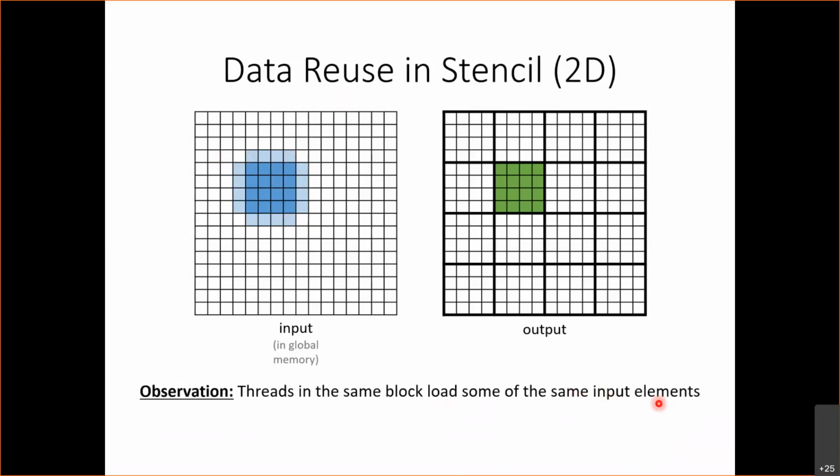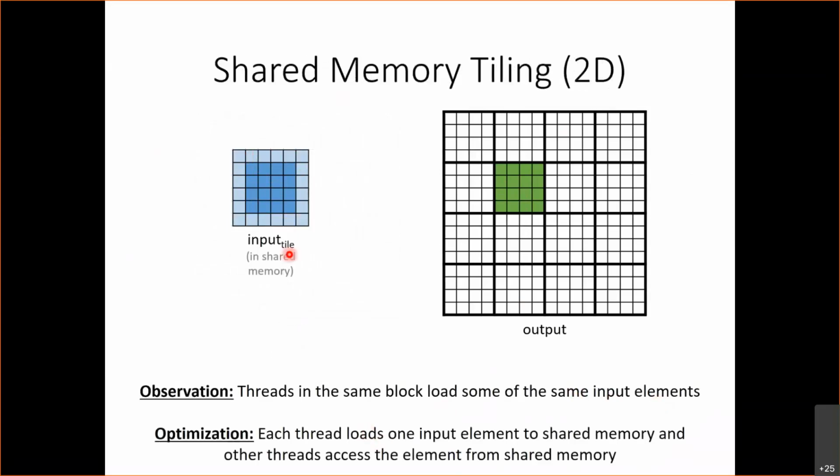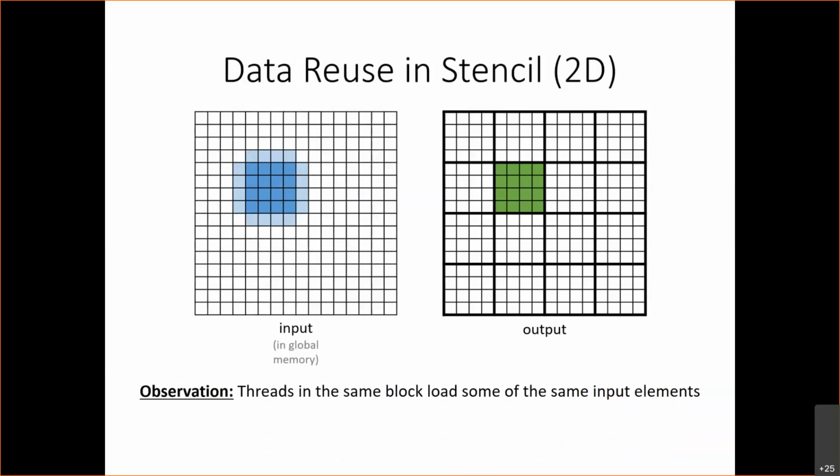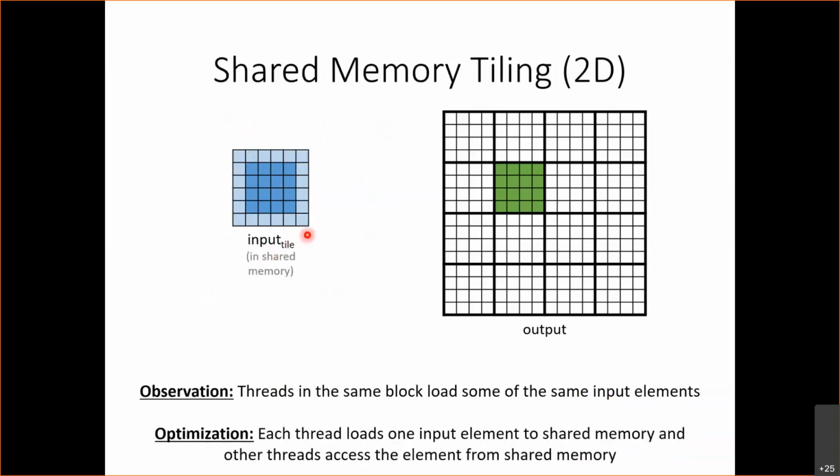So the optimization we can apply is we can load this input tile into shared memory. Okay, and once we load it into shared memory, we can just access our neighbors in the X and Y dimension from the shared memory. Okay, in 3D it could be the X, Y, and Z dimension.